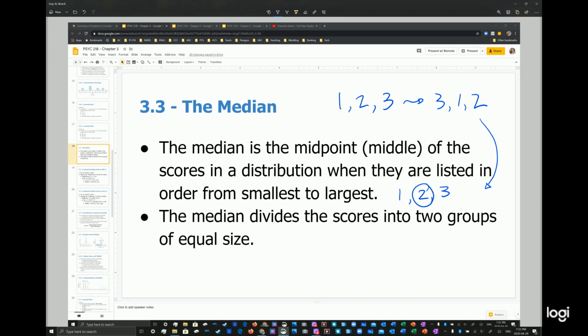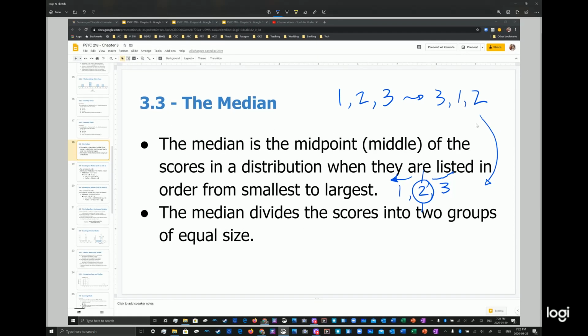The middle score here is the score that divides the group, the distribution. This is a group of 3, so the person in the middle is the second person. There's one person to the left of the middle person, and one person to the right. So the median really is the one person or score that divides the distribution into 2 equal parts.